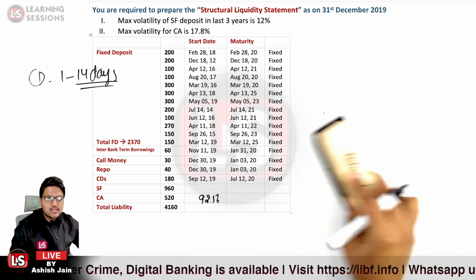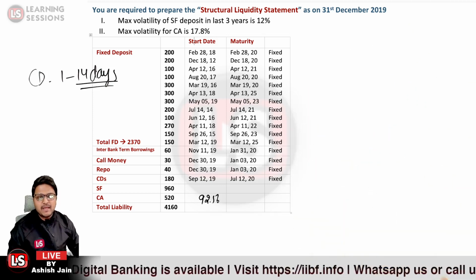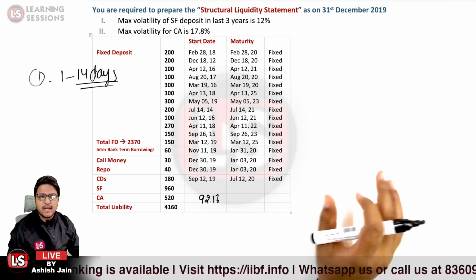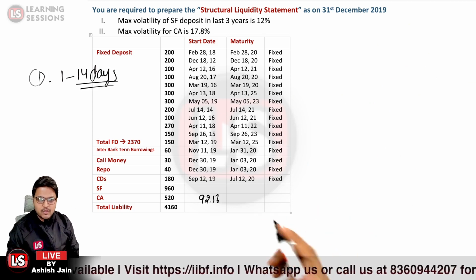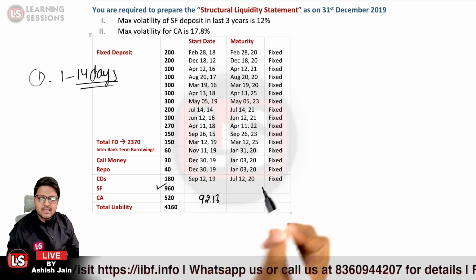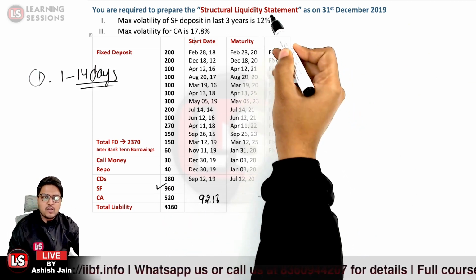Second question, it says what amount shall be placed under the 1 to 14 days bucket for the saving fund deposit? For the saving fund deposit, the amount is 960, and the volatile part is given to be 12%.